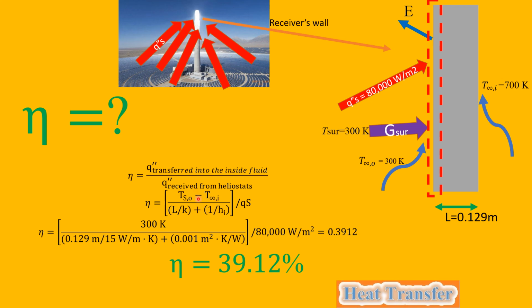This is the flux corresponding to this one. We used it in our previous energy balance as well, so it shouldn't be anything new. And this is the 80,000. Plug in all the values and we can find the efficiency of this receiver is 39.12%.